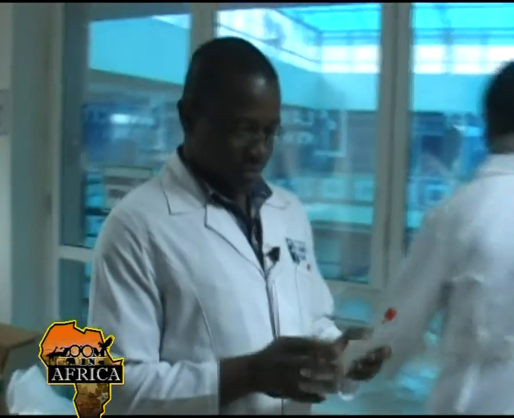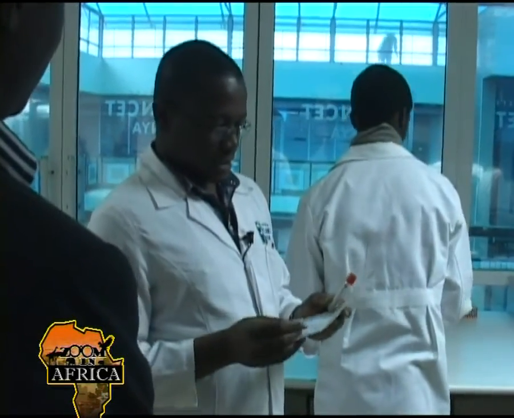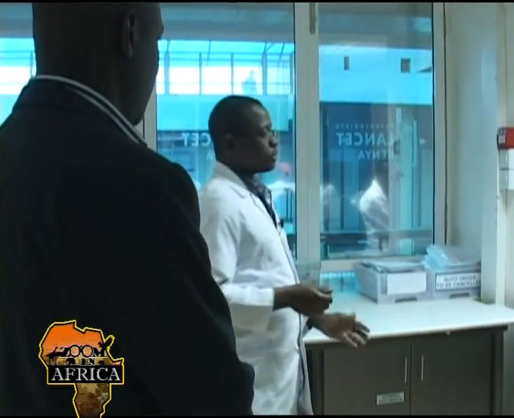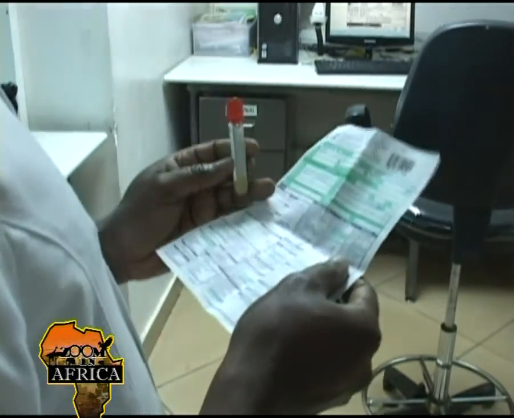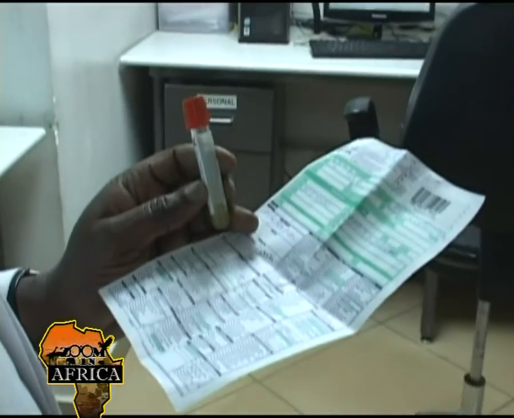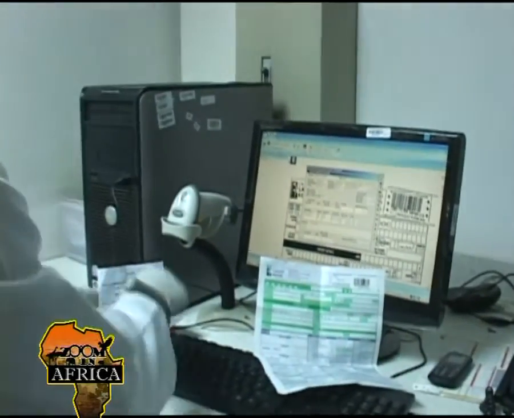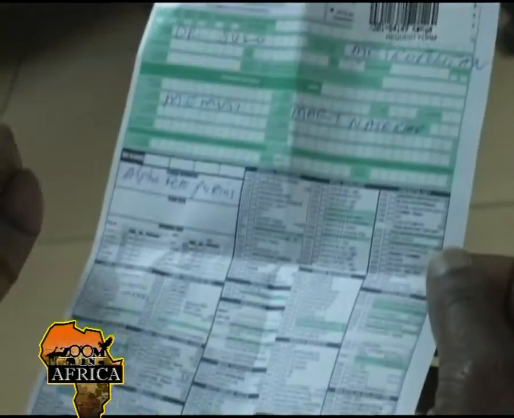So we have a request form which has been filled by the doctor containing patient's details and what test he wants. And then, of course, there is a sample here which is collected in this tube. So some samples need what we call serum, some need plasma, some need whole blood, right? So the tubes are designed in such a way that we'll be able to get the correct samples that we want. For example, this one needed serum.